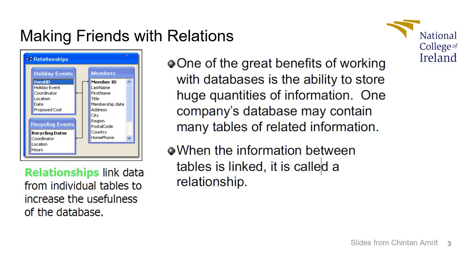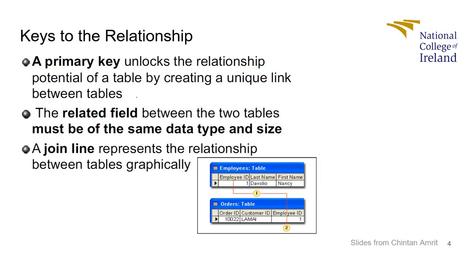So, first of all, making friends with relations. We've seen this already. Relationships link data from individual tables to increase the usefulness of a database. So a company's information may contain many tables of related information. And when the information between tables is linked, it is called a relationship.